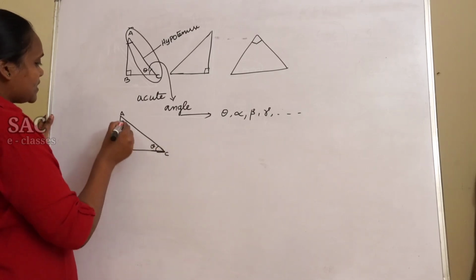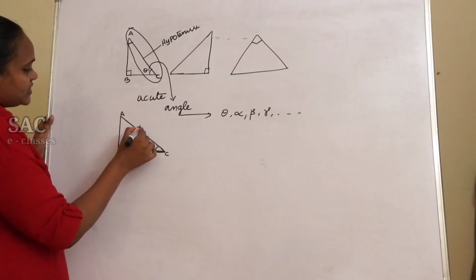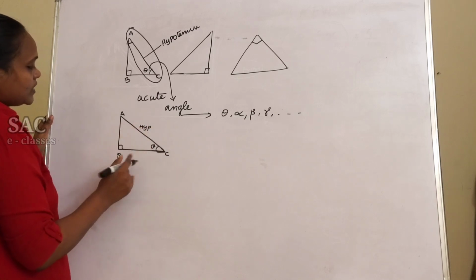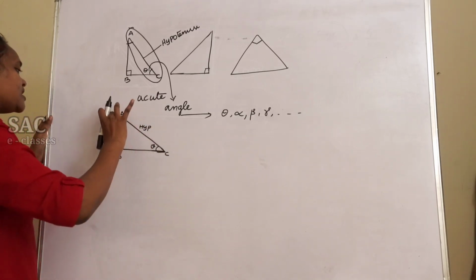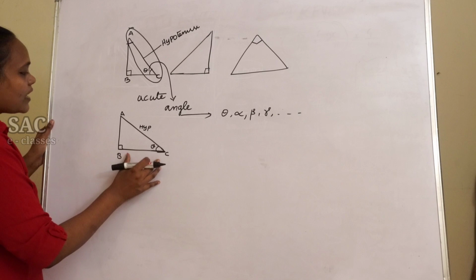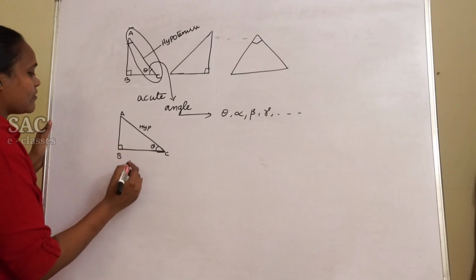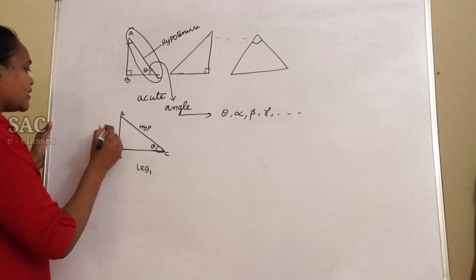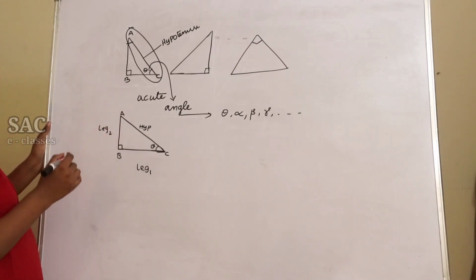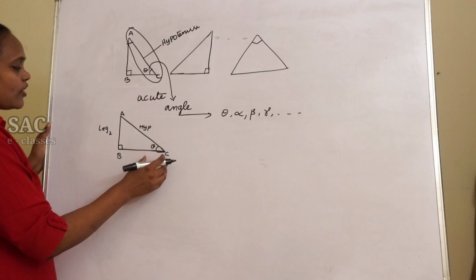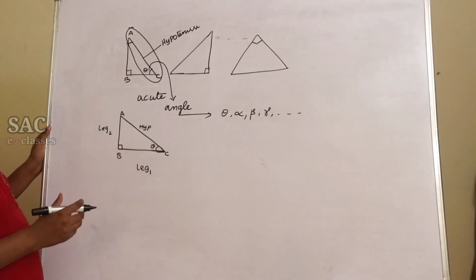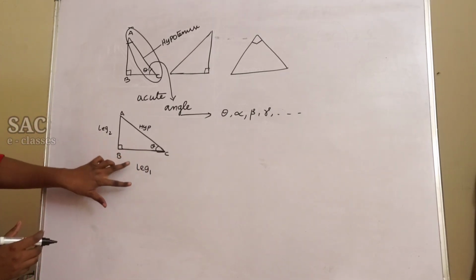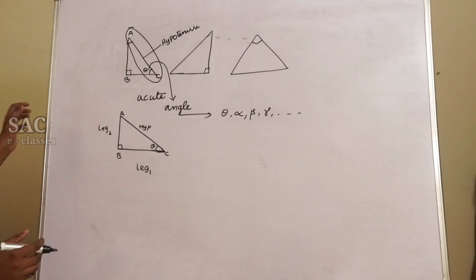As we know, the side which is opposite to the right angle is the hypotenuse, so AC is the hypotenuse. Then BC and AB, which are not opposite to the right angle, are usually called the legs of the right angle triangle, leg 1 and leg 2. But now, based on the angle of reference, you can classify leg 1 and leg 2 with some special names. How?